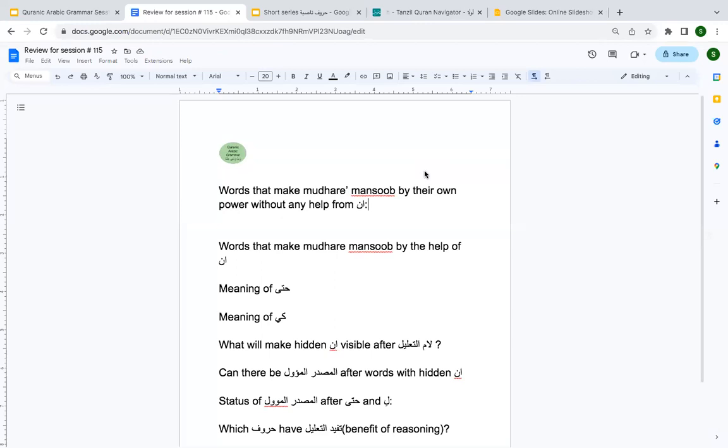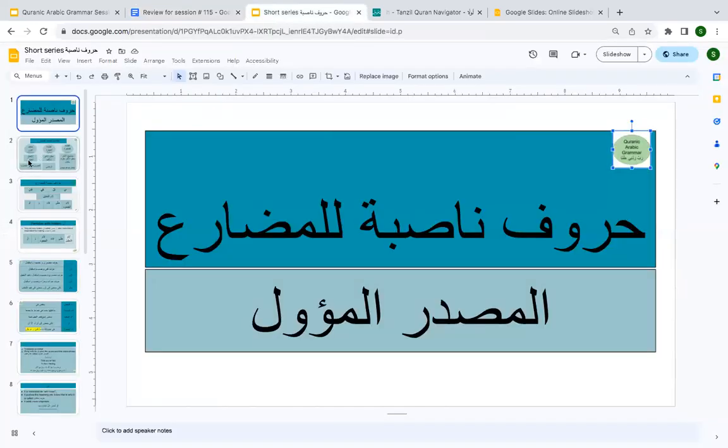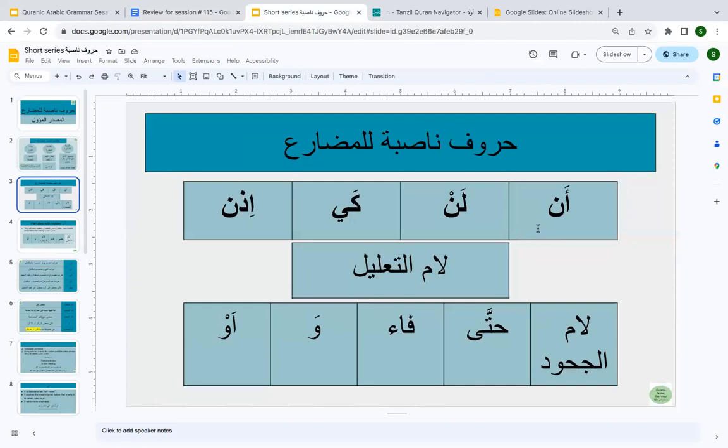All are bolded. All are telling you that they work on their own. They do not need any help from any other harf. So the first row, which includes an, lan, kay, idhan. These four are the ones that are going to make mudare mansoob without any help from an. Okay, so an itself is included, but they don't need any other help. They have the power of their own to make mudare mansoob. Make sense or no sense?